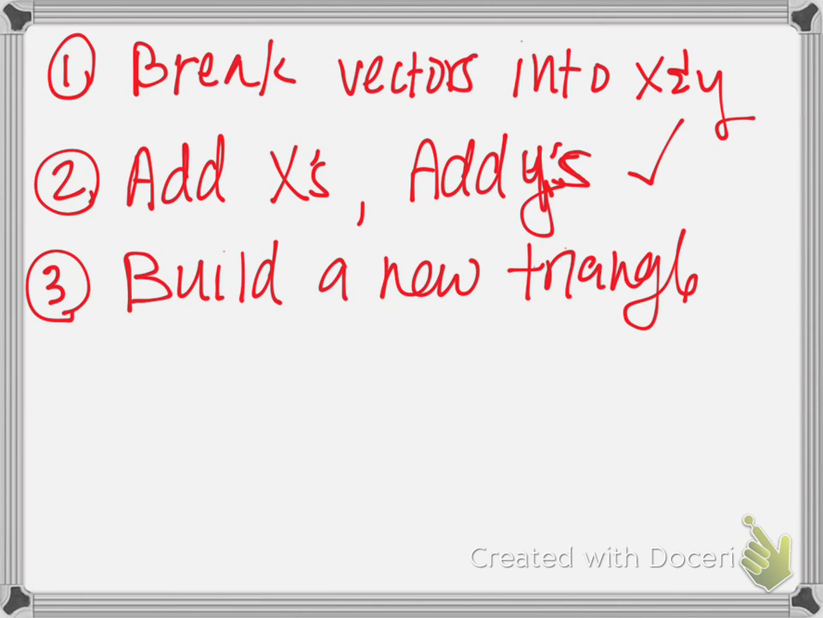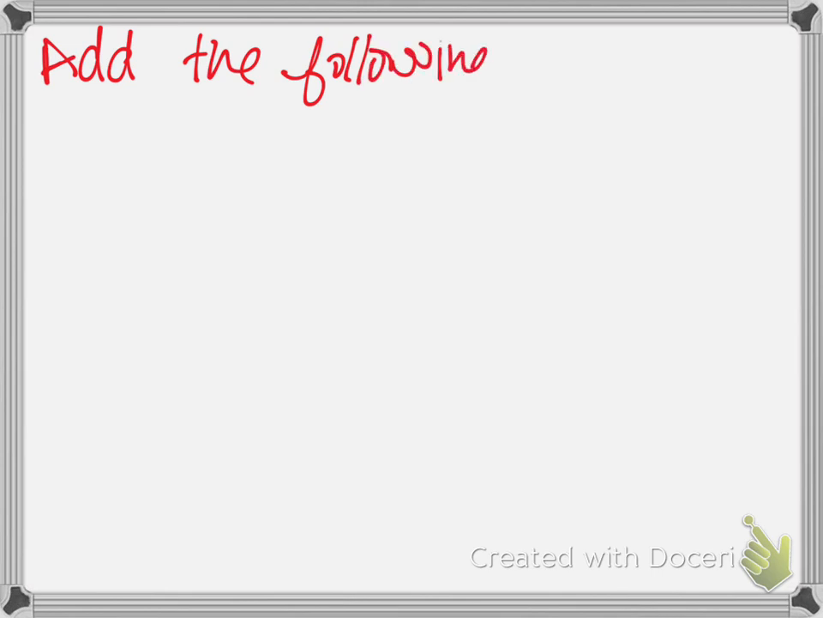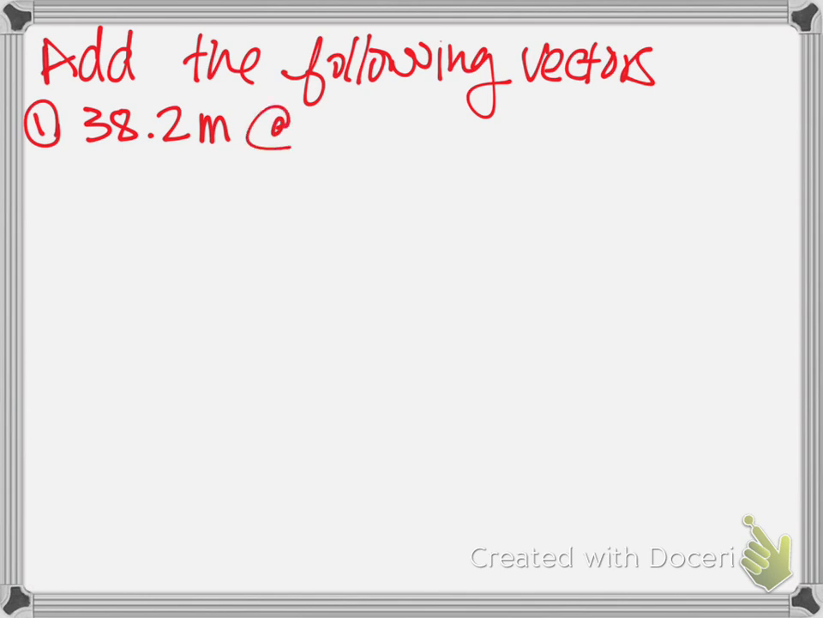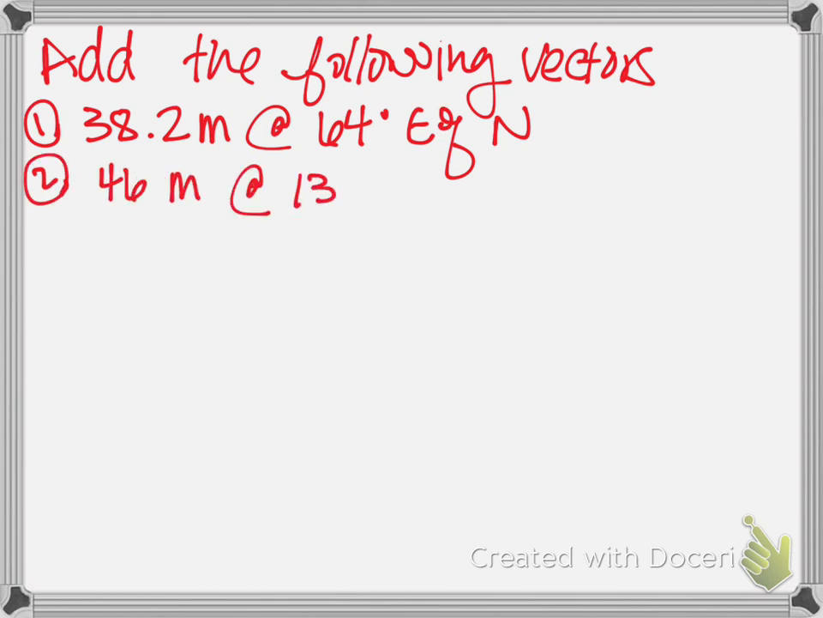Okay? So let's just start with some here. Let's say that I'm just going to give you the vectors. I don't need to make up the story behind it. Add the following vectors. Okay, vector 1 is 38.2 meters at 64 degrees east of north, and vector 2 is 46 meters at 13 degrees south of west.